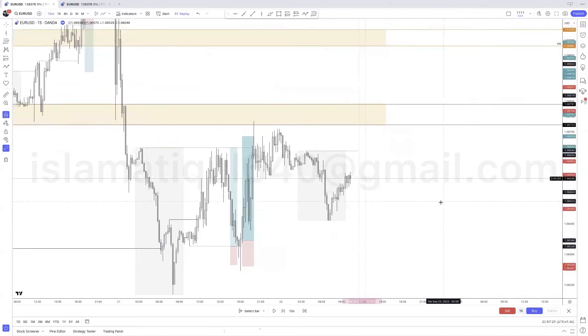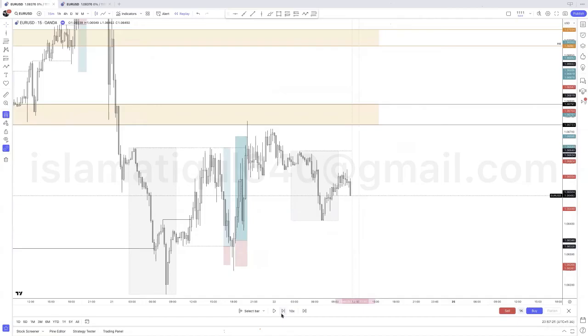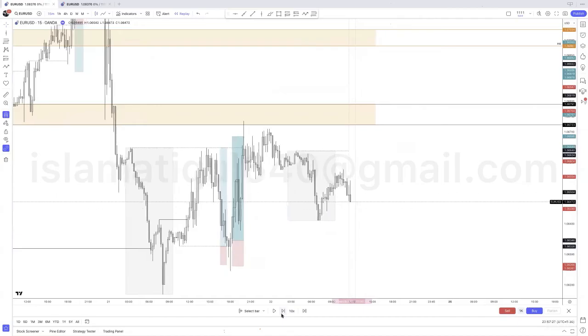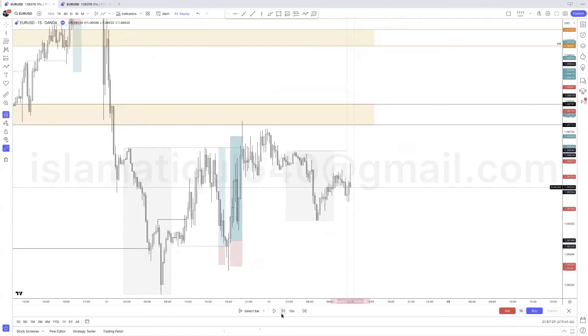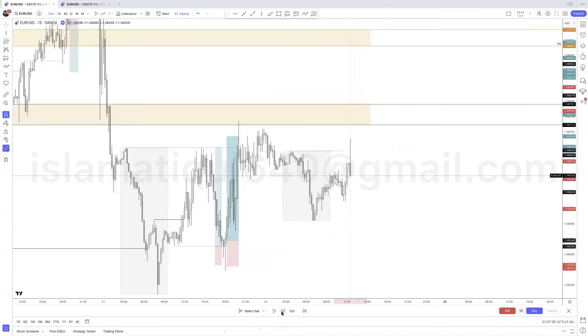Asia will be taken out. Nothing yet. Moving up. London is about to open. Nothing yet. There we have a sweep of the London high. But the thing is, I think this high might also be liquidity and it might give us a tap into this itself. Might take out this one and this one. So I'm not going to pull the trigger here. Let's see.